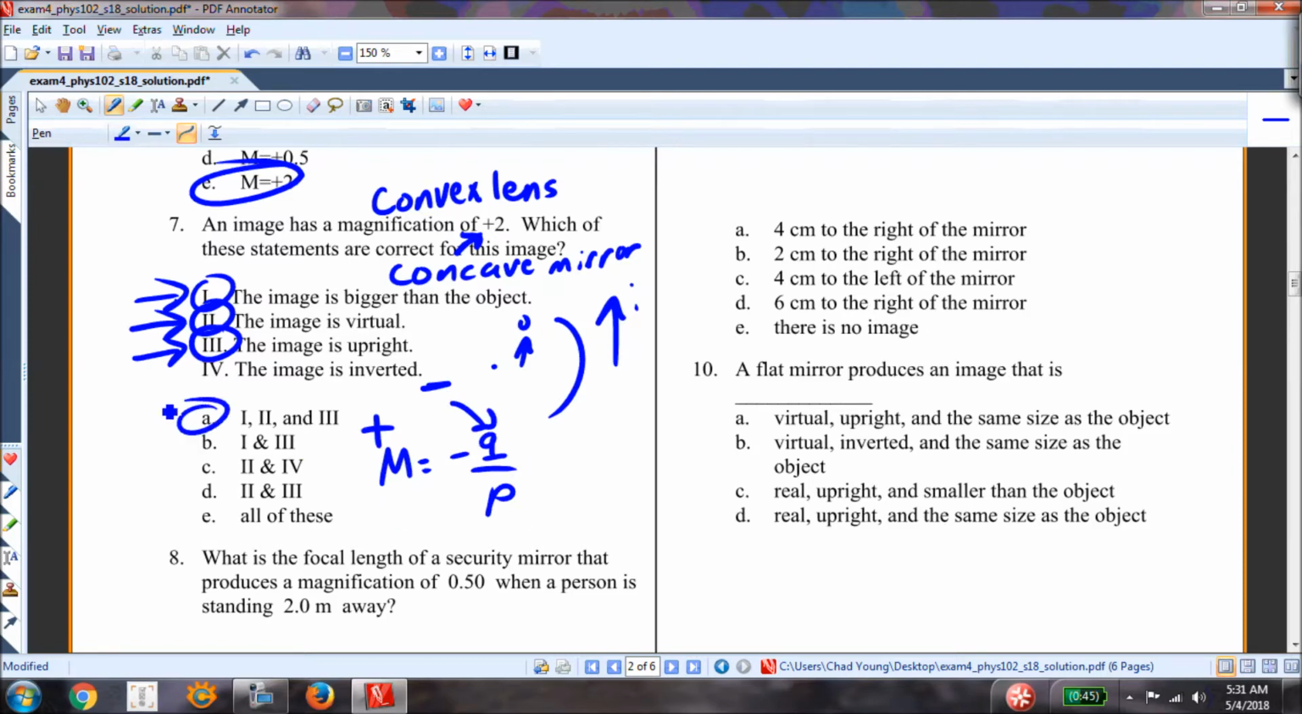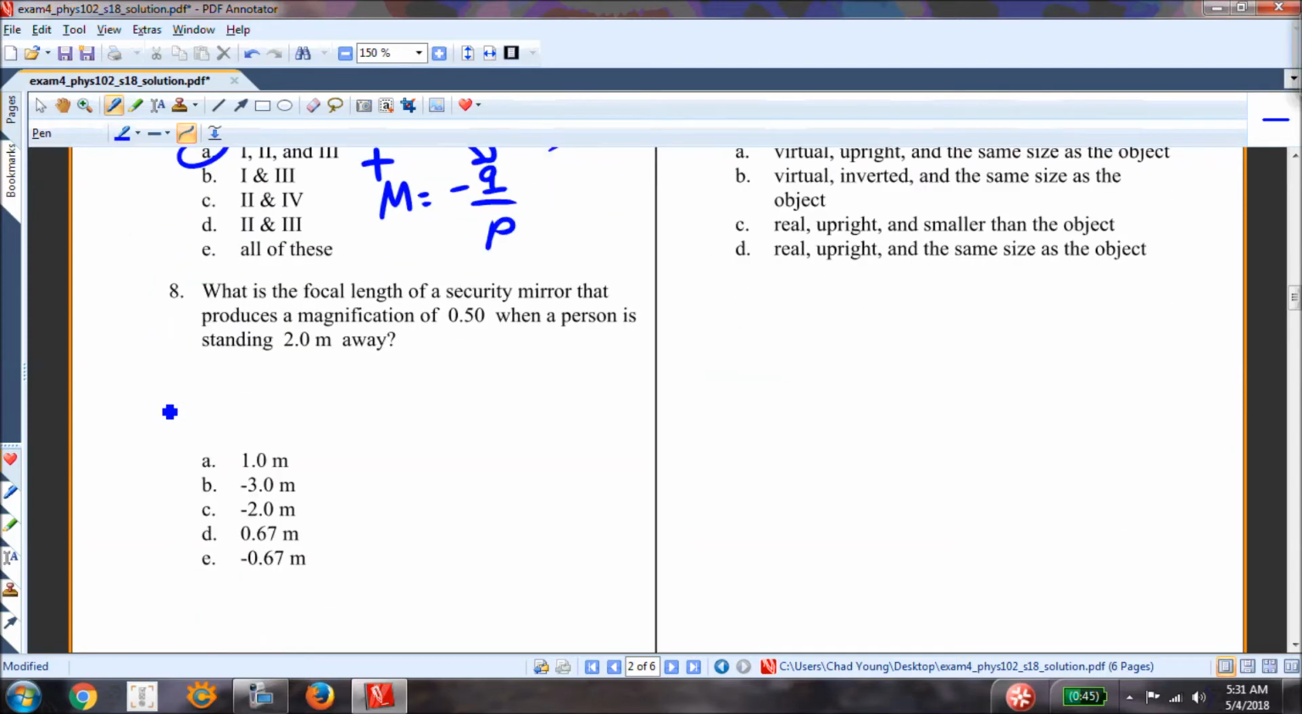So number 8. What is the focal length of a security mirror that produces a magnification of 0.5 when the person is standing 2 meters away? All right, so p is equal to 2, and M is equal to +0.5. I know it's positive. This is a security mirror. This is a convex mirror.